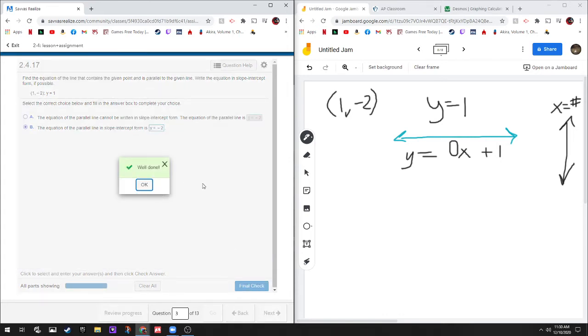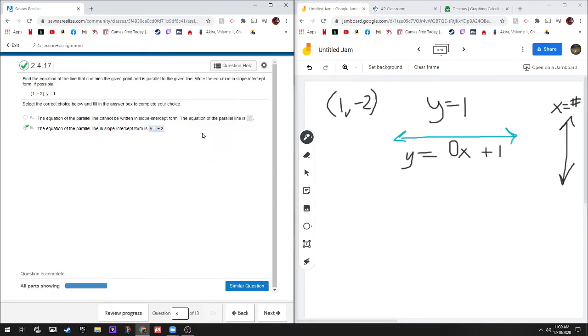I got quiet because I'm mad. Oh, I didn't read. The equation of the line cannot be written in slope-intercept form, and I was trying to write it in slope-intercept form. So that's my fault. Okay, makes me feel a little bit better.